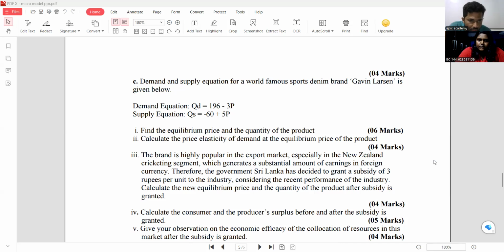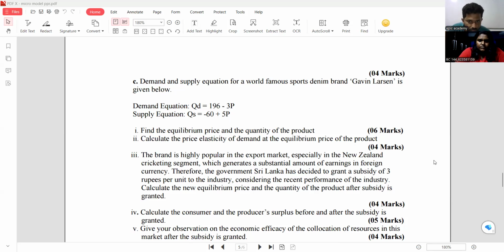But here, they are asking to calculate the price elasticity of demand at the equilibrium price of the product. Equilibrium price means the exchanging situation where the consumers' expectation and the producers' expectation equalize in the market. Price must be there and the quantity must be there. At that point, you have to calculate the price elasticity of demand. I will describe it after that. I can do it, but you cannot understand because the supply part is not done yet. That is why.